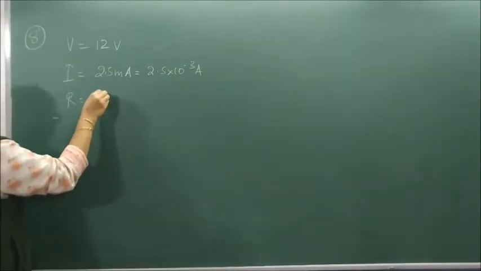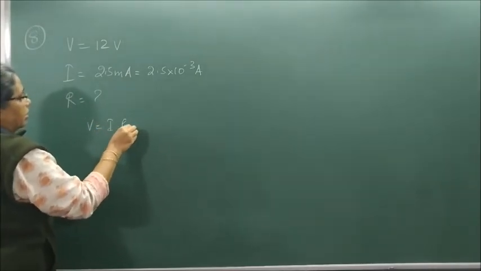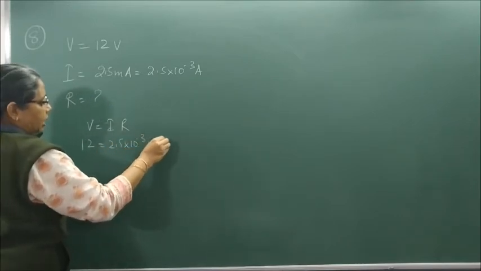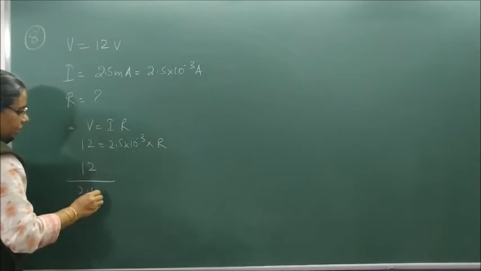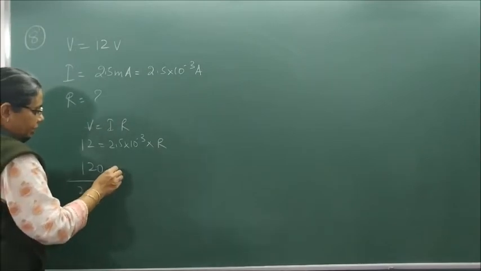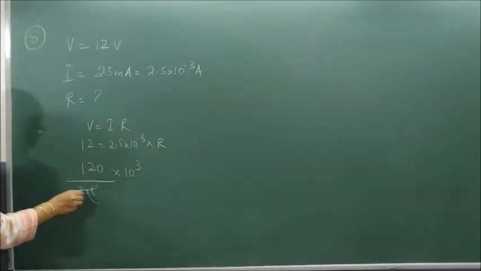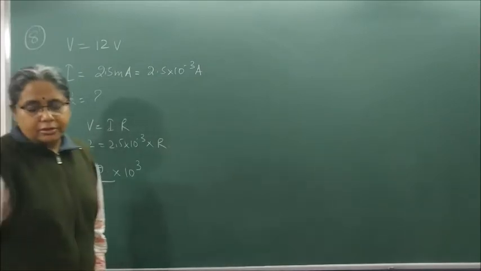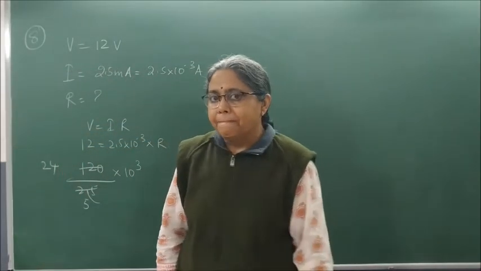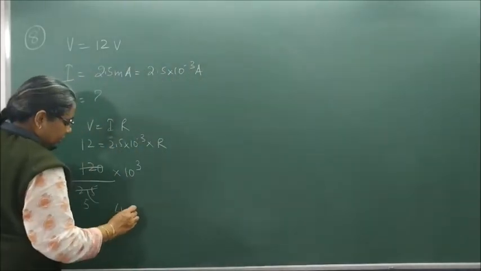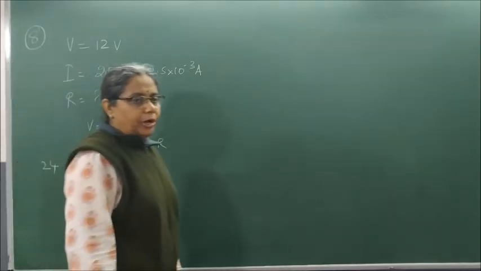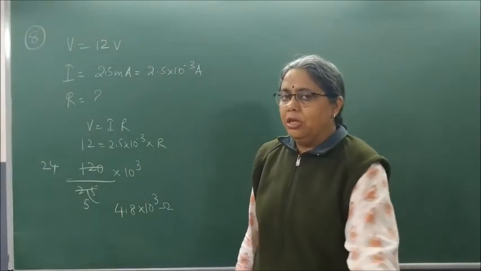What do I need to find out? R. So V is equal to IR. So V is 12, equals 2.5 into 10 to the power minus 3 into R. So 12 by 2.5 is 120 by 25 into 10 to the power 3. 5 5s are 25, 5 4s are 20, 24 divided by 5 into 10 to the power 3. 4 point something, 4.8. So 4.8 into 10 to the power of 3 ohms.